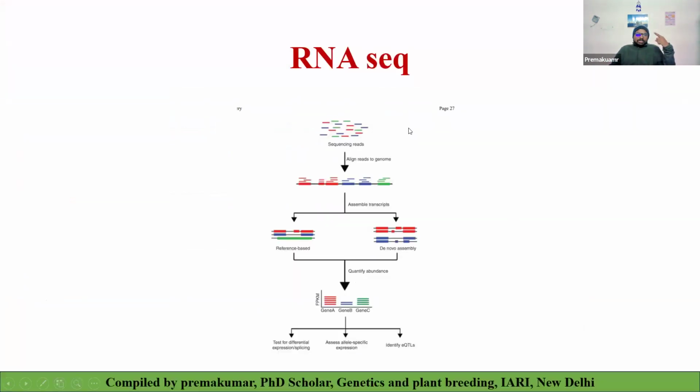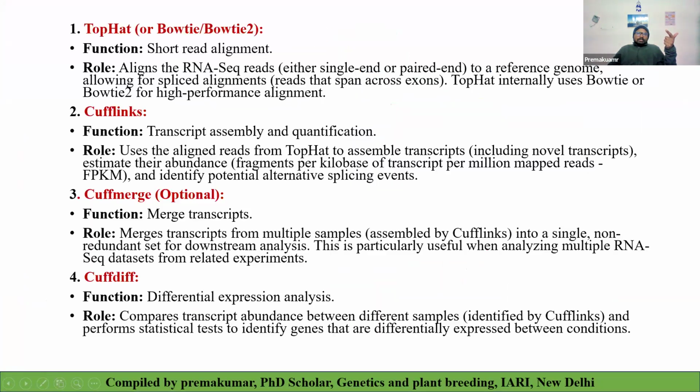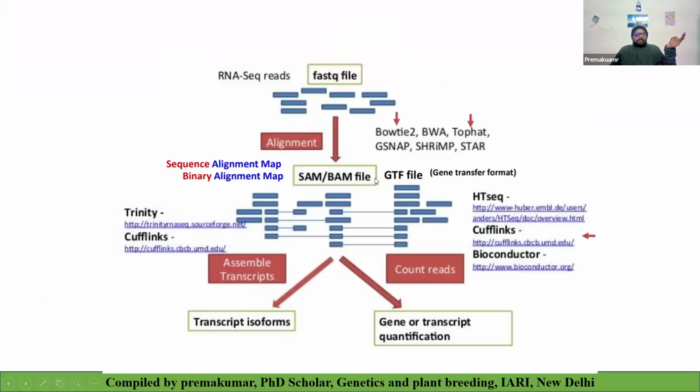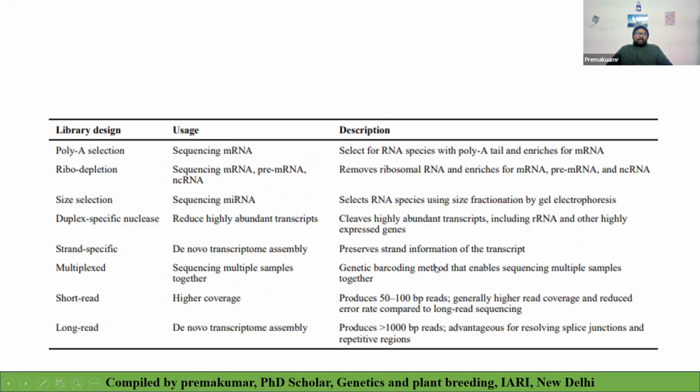You should remember, raw reads will be stored in FastQ files. After alignment, SAM or BAM files will be generated. SAM means sequence alignment map, BAM means binary alignment map. Then you can use these files for further analysis. You can use any of the software, Cufflinks, Cuffdiff, StringTie, any of the software to quantify the gene expression.